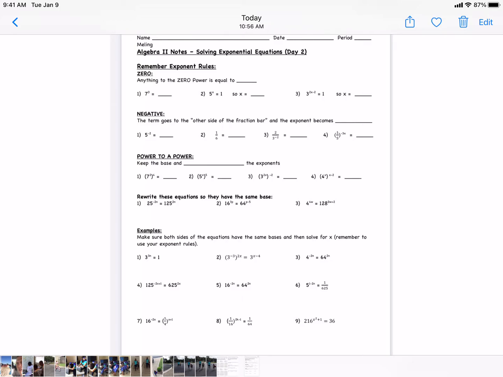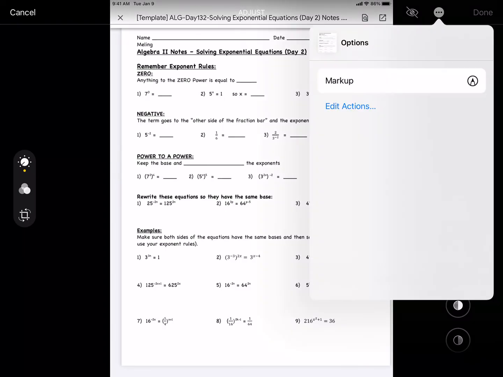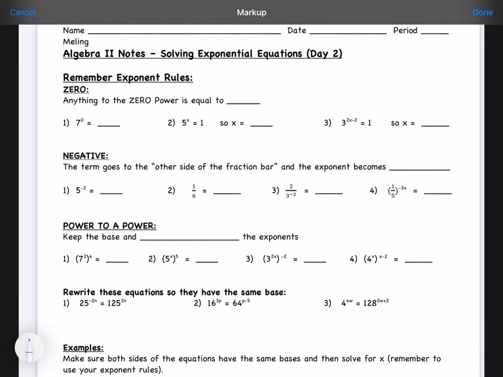Okay, so today we're solving exponential equations. This is our second day, so now we have a few more things we have to know. So we need to go over some of the exponent rules. Anything raised to the 0 power is equal to 1. So 7 to the 0 is 1.